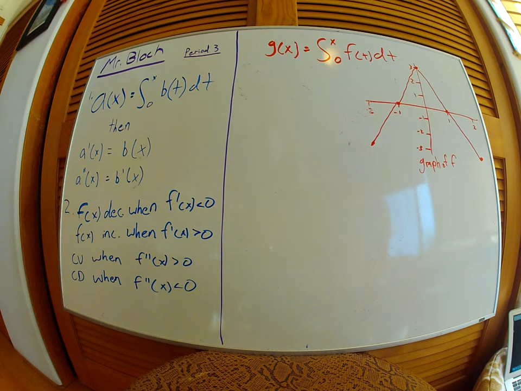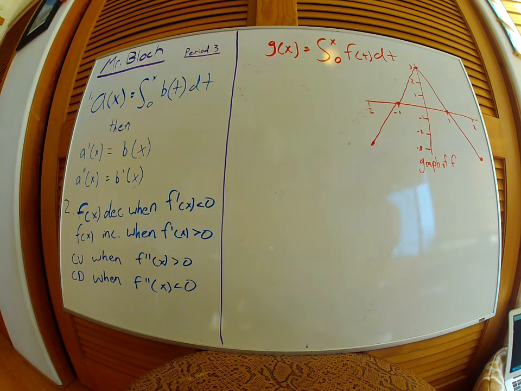First, we need to be familiar with the relationships between antiderivatives and derivatives. So, for example, A of x is equal to the antiderivative from 0 to x of B of t dt. If that's true, then A prime of x is equal to B of x, while A double prime of x is equal to B prime of x.